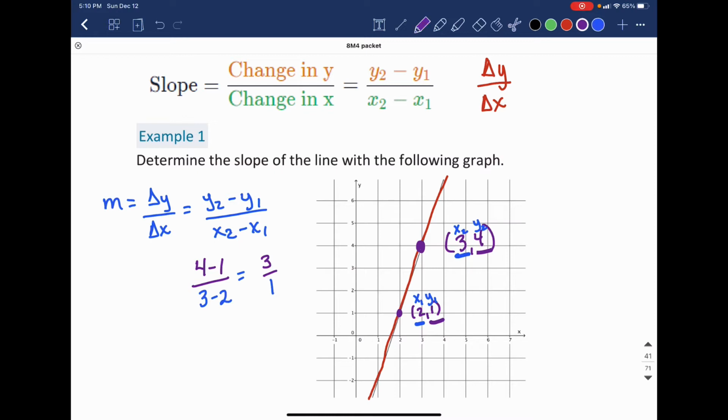So my m equals 3 over 1 equals 3, which means that we go up 3 and to the right 1. So going up 3 to the right 1 gives us this little triangle. So we have 3 units and 1. So that's how we get our slope, y over x.